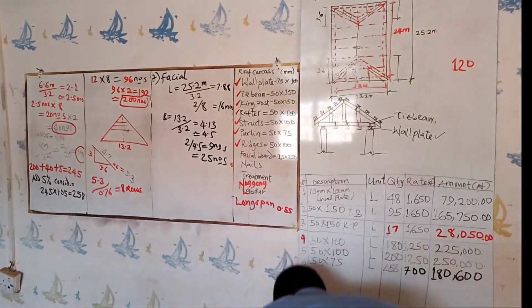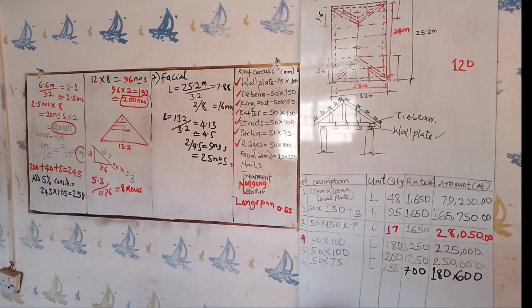So what's the price of our fascia? Which is 25 by 4,200. That will give us what? 105,000. 25 times 4,200.